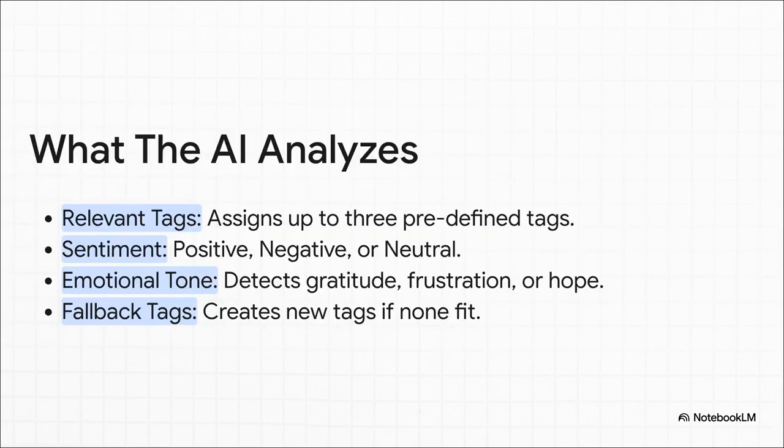And listen, this is way more than just basic keyword spotting. The AI is doing a really deep, multi-layered analysis. It'll assign up to 3 relevant tags from a list you've already defined. It figures out the overall sentiment in a snap, positive, negative, or neutral. But then it goes deeper, detecting the specific emotional tone. Is this person grateful, frustrated, hopeful? And here's a really clever part, the fallback system. If a comment doesn't really fit your existing tags, the AI just creates a new one, so you never lose a unique piece of insight.